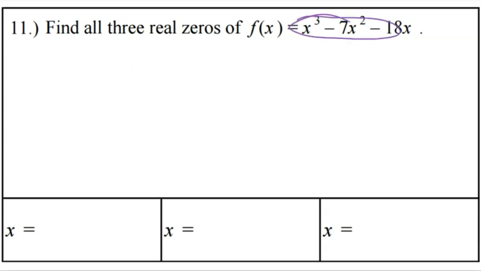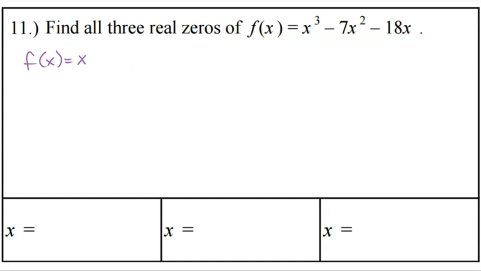Now, this one, you can't really use synthetic division because there's no constant on the end. But it is solvable because it has an x in every term. We can factor out an x. So that's the first thing that we're going to do, is we're going to factor out an x. So we're going to say that f of x is equal to, we're going to divide one x out of this, and an x out of this, and one x out of this. So we're basically taking out the greatest common factor.